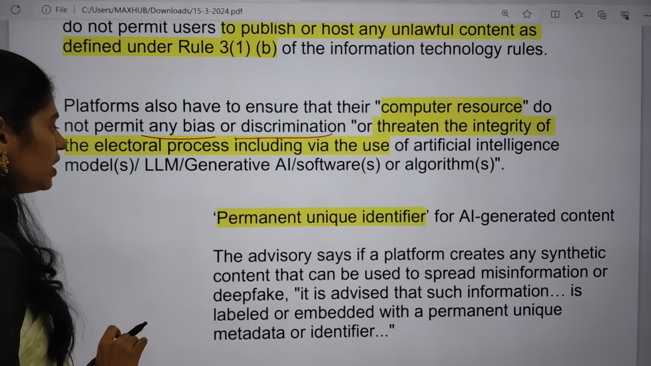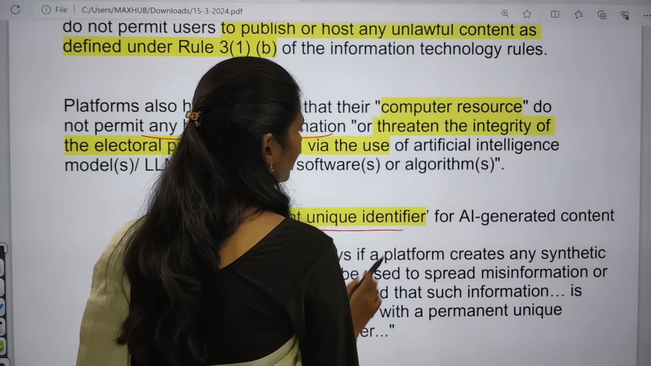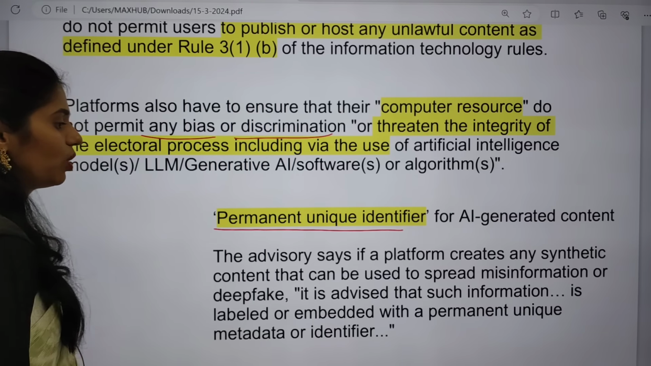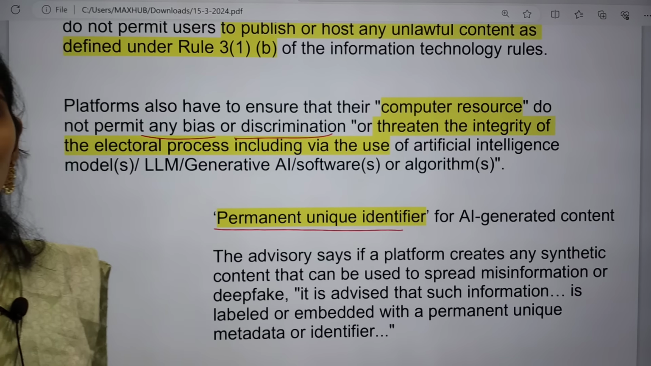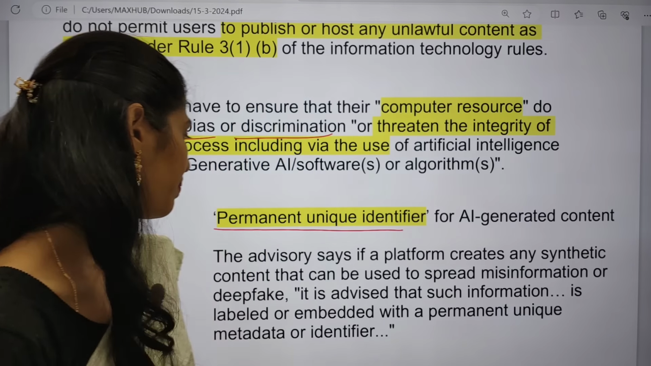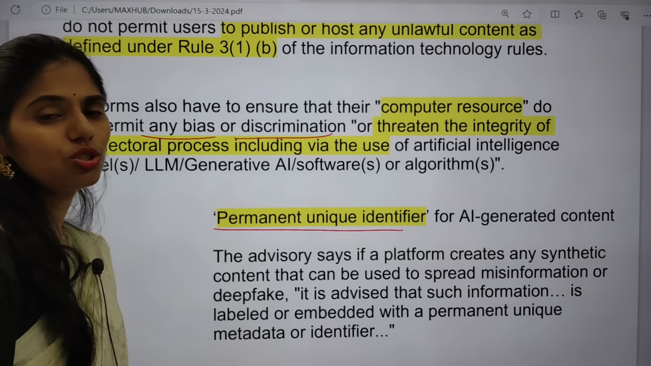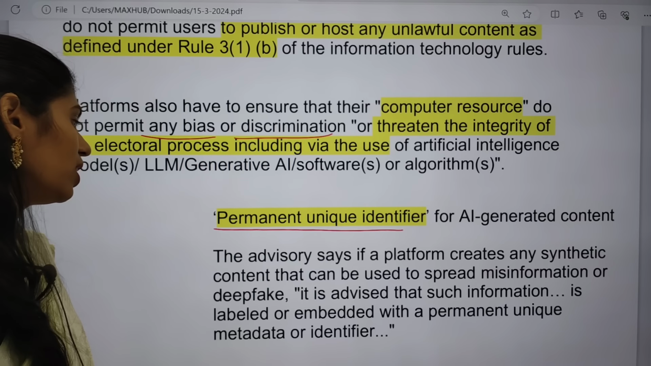Okay. And this one, the permanent unique identifier, is very important because we have to identify who created that content. Okay. It is mainly used to stop the spread of misinformation or deepfakes.